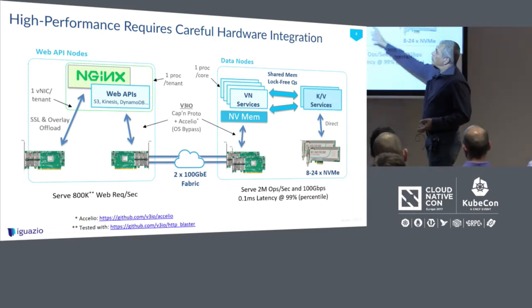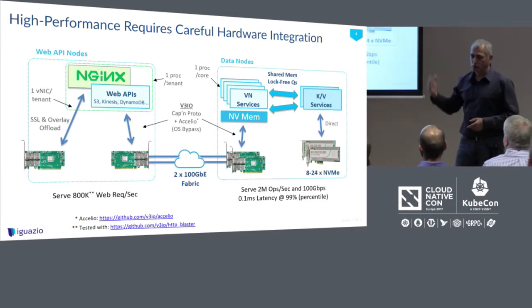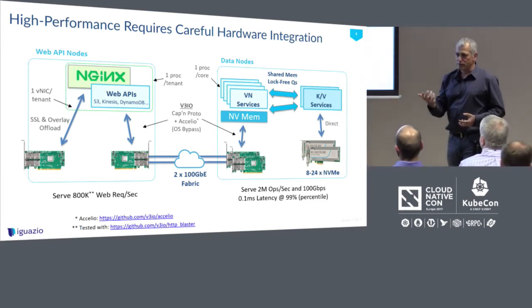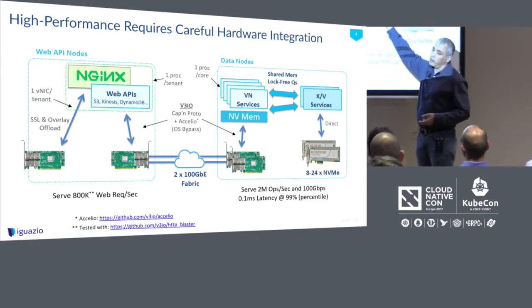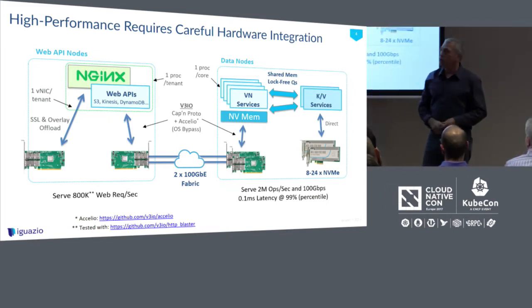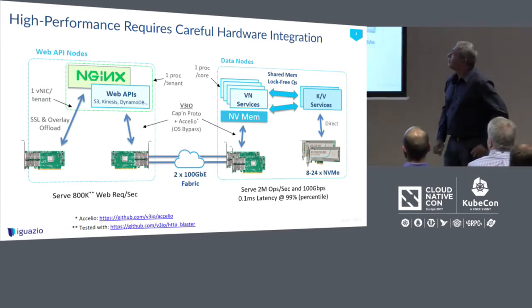So in our architecture, we basically break every node into virtual nodes, or VNs, and every virtual node is on a single core. So this means that there's no locking, there's no context switches, there are no semaphores within a given VN. That really provides you this capability.